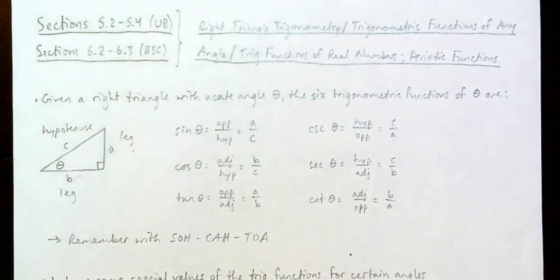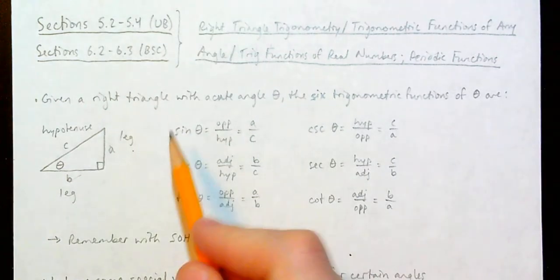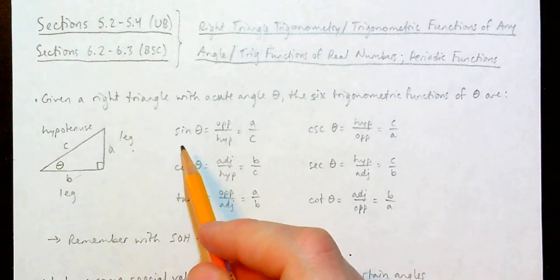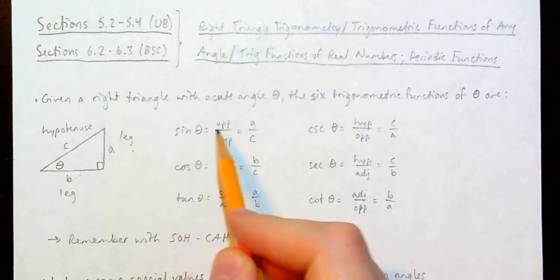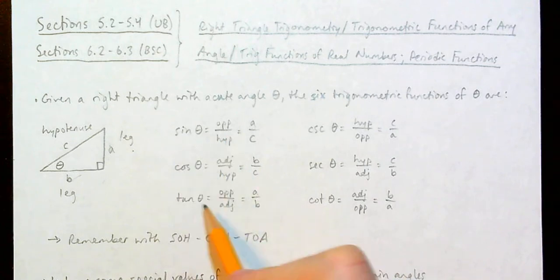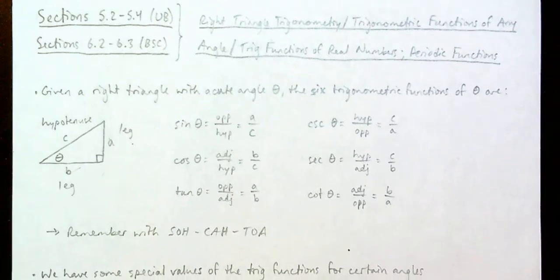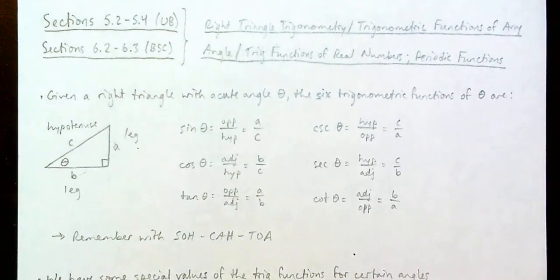Now, some of you may only be familiar with these first three trig functions here. You have probably recalled these if you have seen them before. SOH, CAH, TOA. You would probably remember those three with SOHCAHTOA. But there are three more trig functions that you may not be aware of.